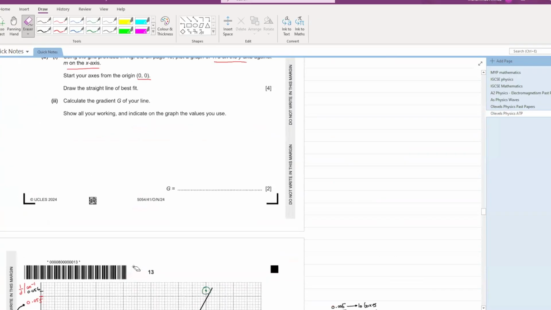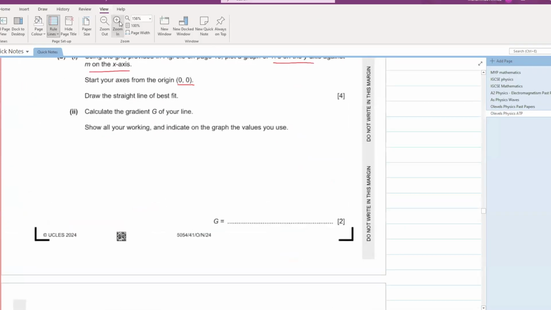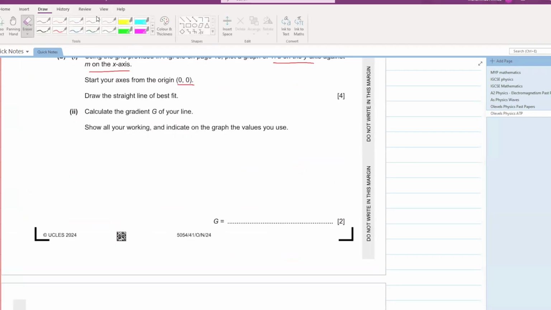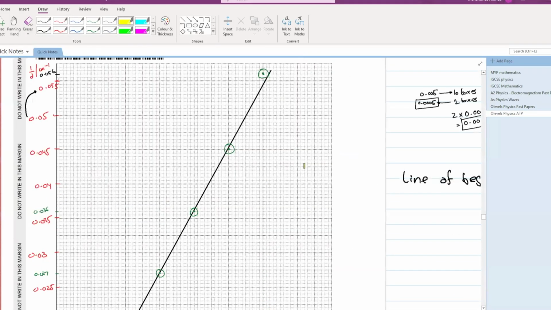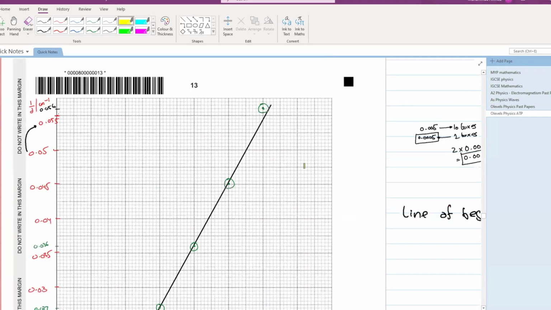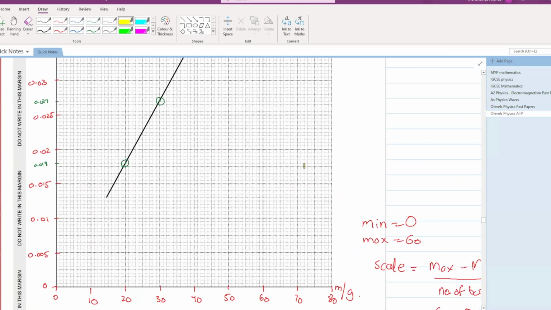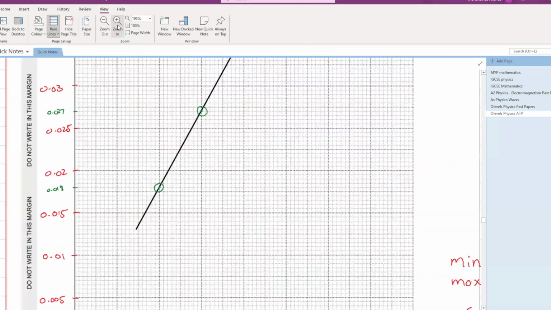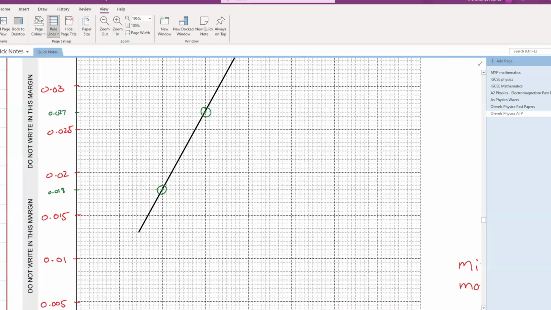What do we have to do in the next part? We have to calculate the gradient of your line. Now, this also has some key points. You have to calculate the gradient of your line, show your working, and indicate on the graph the values that you use. First of all, whenever you are calculating the gradient, you will take 2 points on the line that are 50% apart.